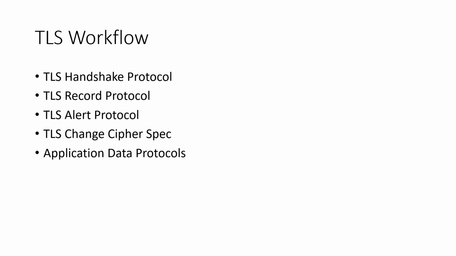And then the change cipher spec protocol is finally used to switch from unencrypted to encrypted communication, although it's removed in TLS 1.3 as we'll see later. Finally, the application data protocols like HTTP, SMTP sit on top and rely on TLS rules defined by the record protocol to secure their messages.